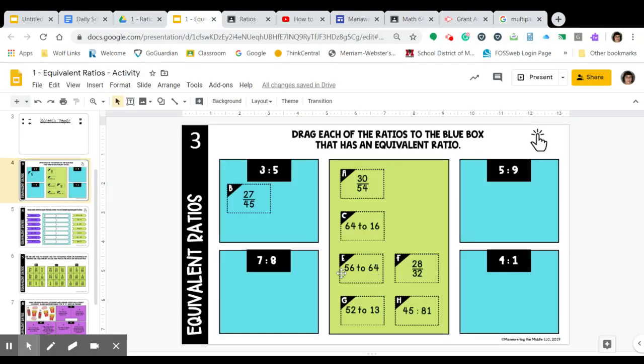And we did have that right here. So 8 times 8 is 64. 7 times 8 is 56. So that one would move here. You keep going through till you figure out where all of these go.